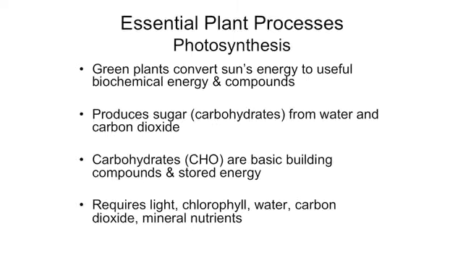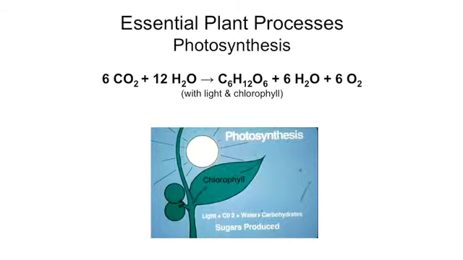This process requires light, the presence of chlorophyll, the green pigment, water, carbon dioxide, and usually some mineral nutrients too, to enable food products to be developed out of the photosynthesis process. So, not to bother you, don't memorize the chemistry, but just to let you know what's going on.